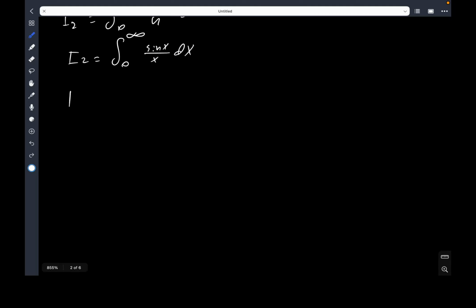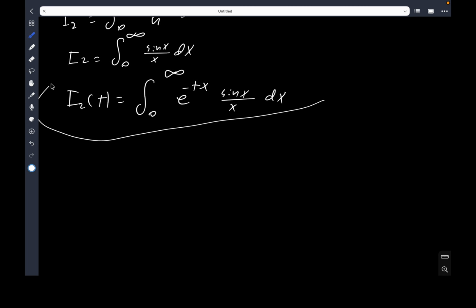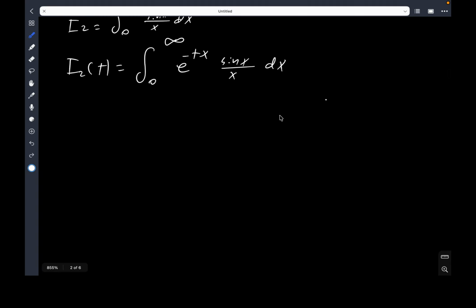Here again, we're going to do a parameter introduction, 0 to infinity. I'm going to say e to the negative tx sine x over x dx. Why? Because you'll see that this integral, when we integrate it, will converge eventually. So if I find I2 of 0, I'm going to get the integral of sine x over x dx.